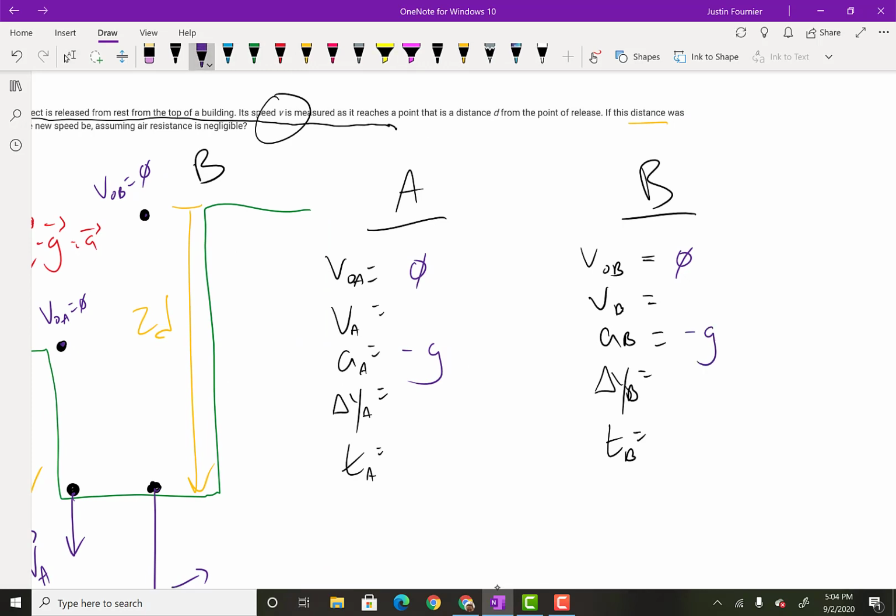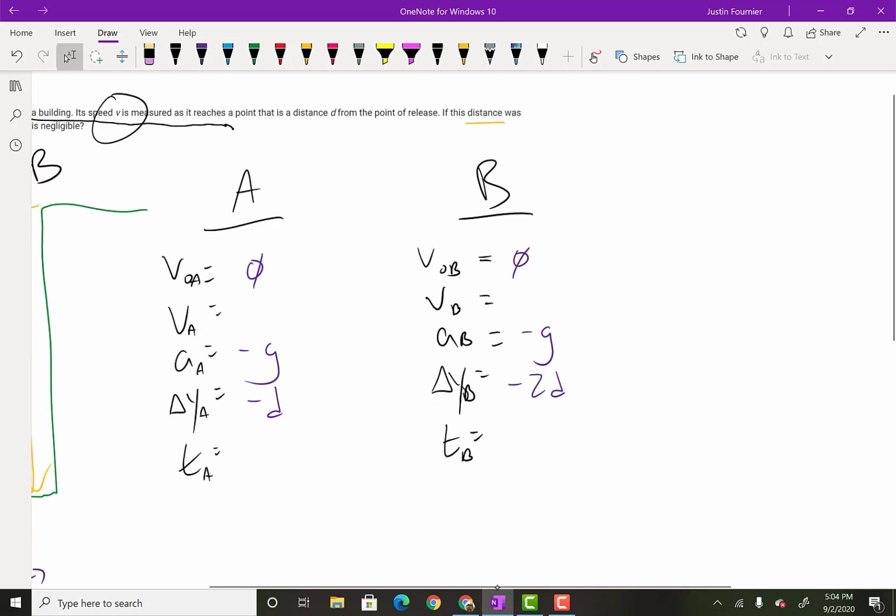The displacement in this one is negative d. The displacement here is negative 2d. And I think that's all we really need, because I got 3 bits of information, so I should be able to solve to relate the two velocities.